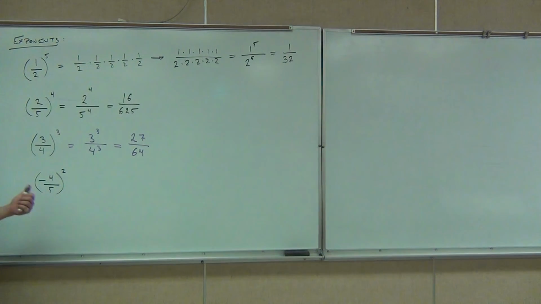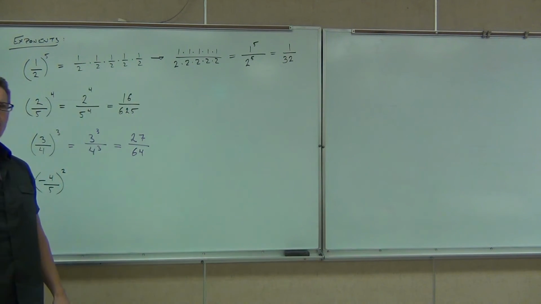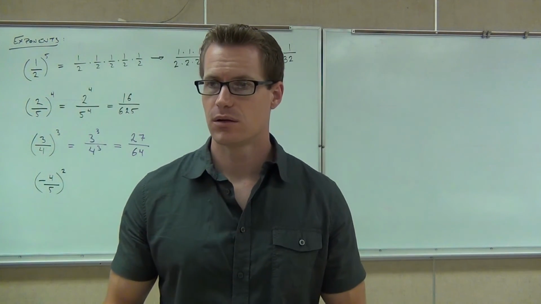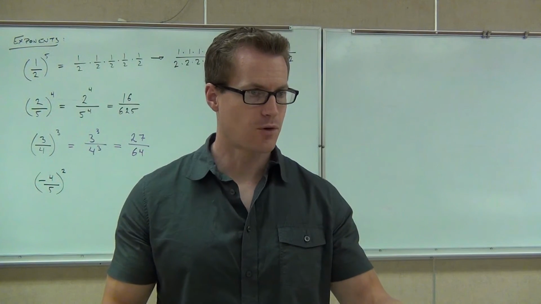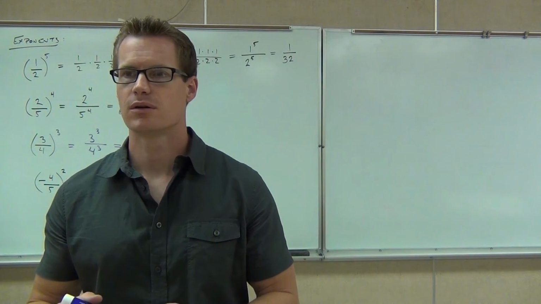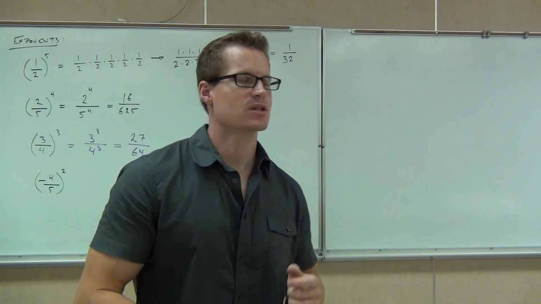Now, how about this one? Negative 4/5 to the 2nd power. What does that actually mean? Negative 4/5 times negative 4/5. Hey, what's a negative times a negative? Positive. Tell me something then.